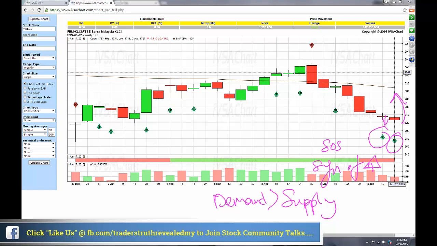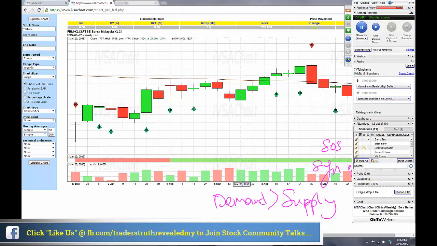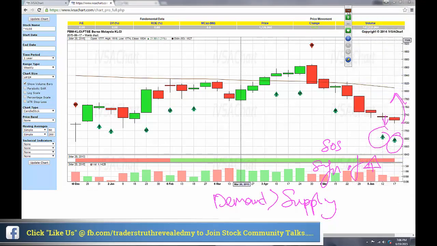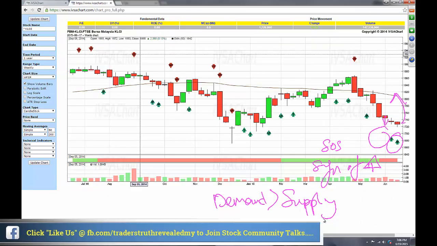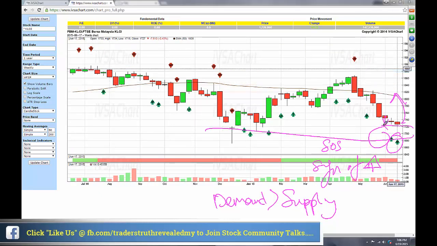Another observation we make here is, let's switch to a 1 year chart. We switch to a 1 year chart, and you can see the support level on the iVSA chart is telling you we are really well supported here. So don't be too overly bearish unless we break to the 1690. 1690 is the level.